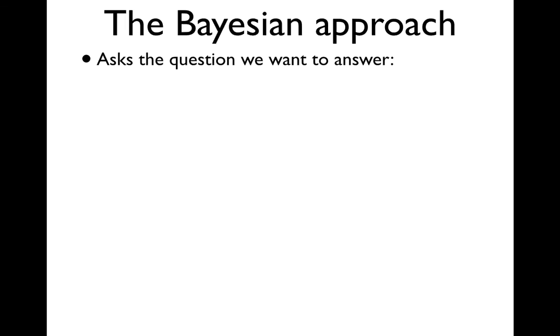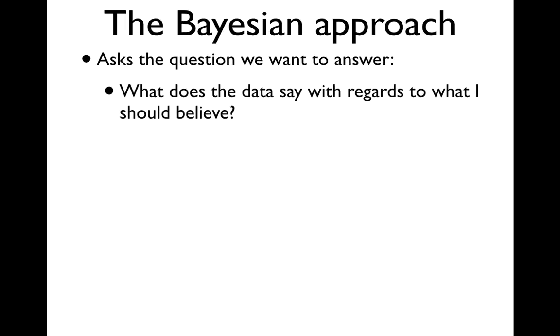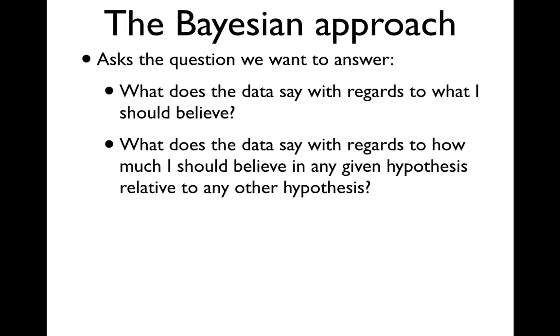The Bayesian approach asks the question that we actually have wanted to answer. It asks, what do the data say with regards to what I should believe? Another way of phrasing that is, what do the data say with regards to how I should believe in any given hypothesis relative to any other hypothesis out there? So if I have multiple hypotheses, how much should I believe in this one versus this one? What do the data say with regards to which one I should believe more?